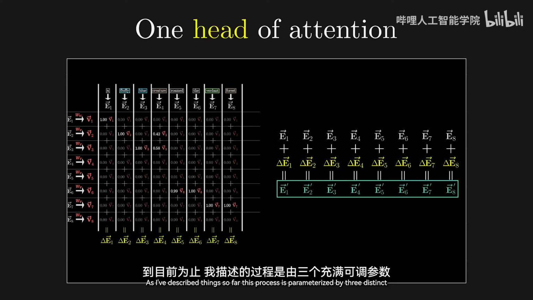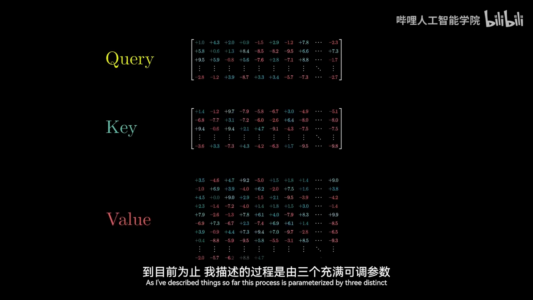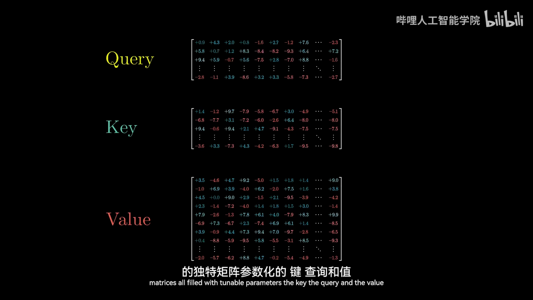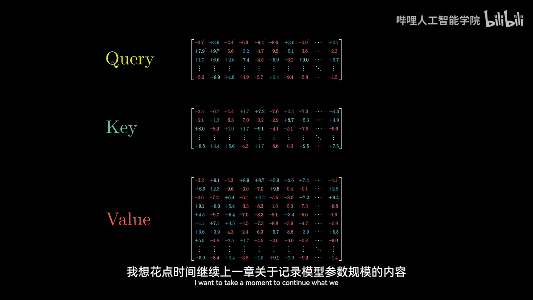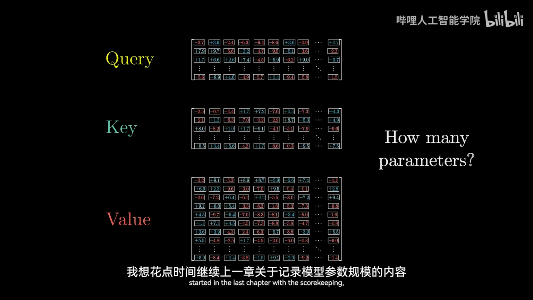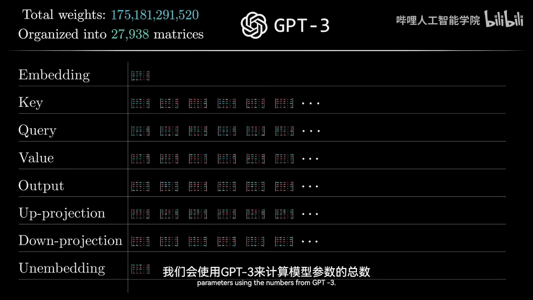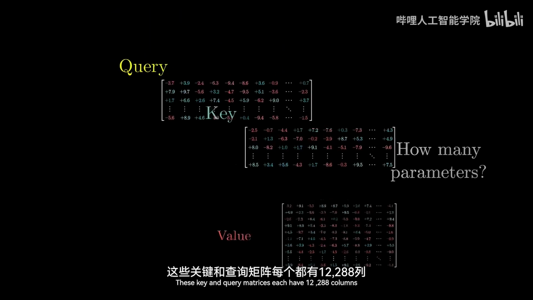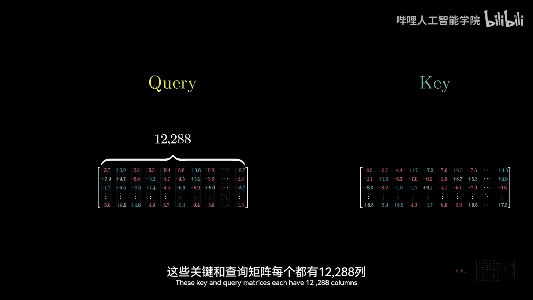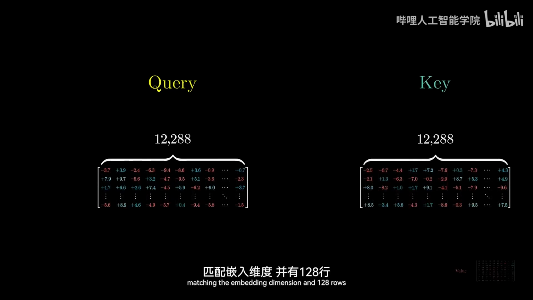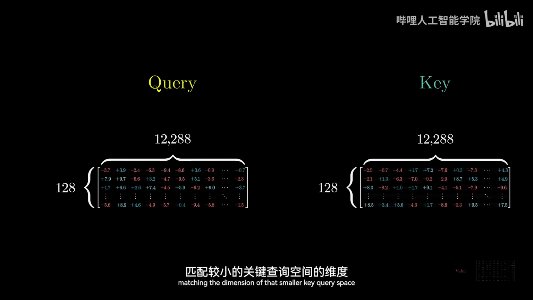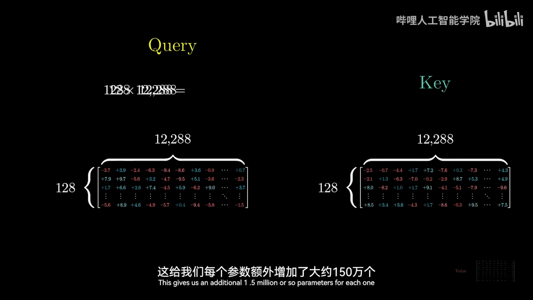As I've described things so far, this process is parameterized by 3 distinct matrices, all filled with tunable parameters: the key, the query, and the value. I want to take a moment to continue what we started in the last chapter with the scorekeeping, where we count up the total number of model parameters using the numbers from GPT-3. These key and query matrices each have 12,288 columns, matching the embedding dimension, and 128 rows, matching the dimension of that smaller key query space. This gives us an additional 1.5 million or so parameters for each one.